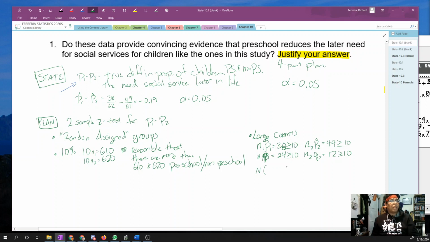We don't actually have the numbers to put in here yet. Oh yeah, we do. We know this one. This is going to be equal to 0 from our hypotheses. Our null hypothesis, P1 minus P2 equals 0. H alternative, P1 minus P2 is less than 0, because we think that social services will be required by a lower proportion from the preschool group. So this is the reason why we get that 0 there.